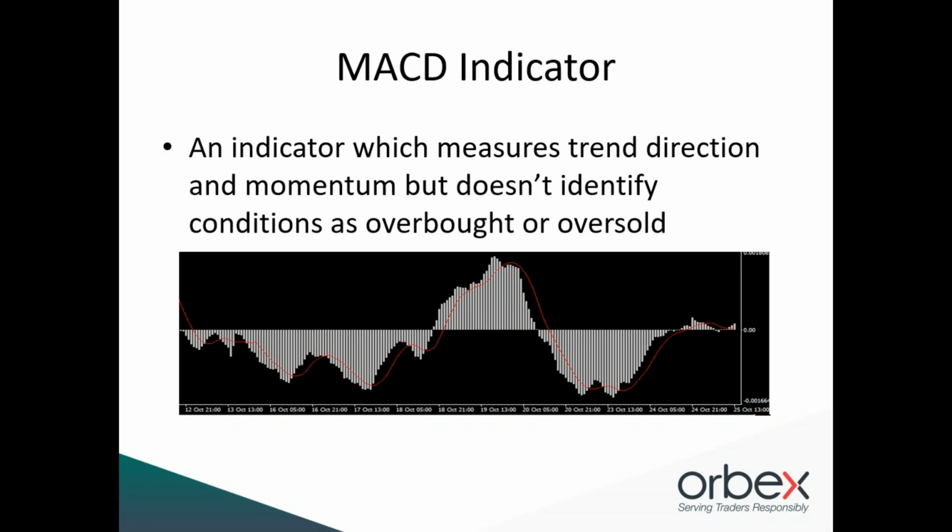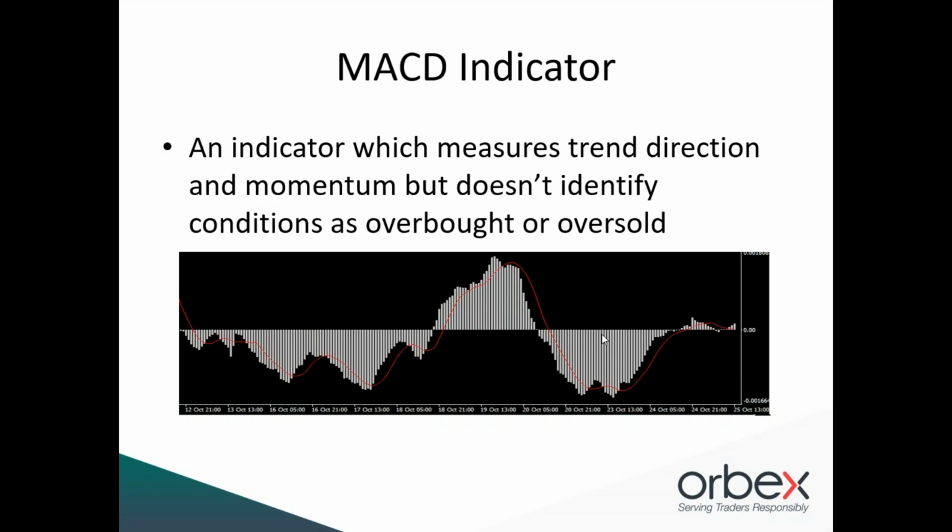The indicator measures the difference between a longer term and shorter term moving average to identify price as either bullish or bearish. When the histogram is above the center line, as you can see here in the sub panel, this means that the market is bullish and expected to rise. And when the histogram is below the center line, this means that the market is bearish and expected to fall.